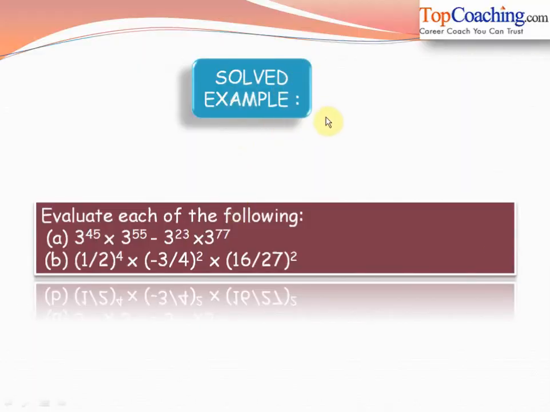So let's try to solve an example based on the above concept. Evaluate each of the following. First, the a part is 3 to the power of 45 into 3 to the power of 55 minus 3 to the power of 23 into 3 to the power of 77, and the b part is (1 by 2) to the power of 4 into (minus 3 by 4) to the power of 2 into (16 by 27) whole square. So we have to evaluate the value of these two parts a and b.